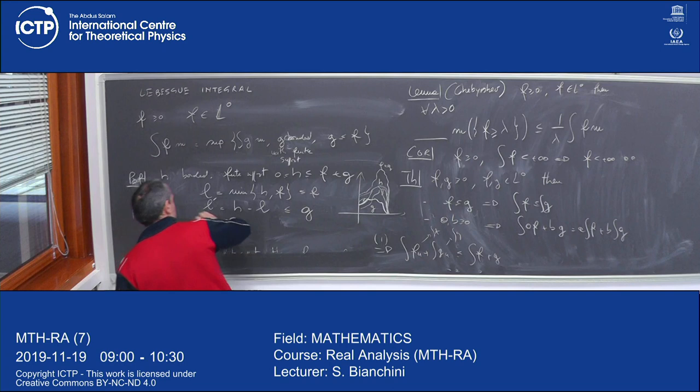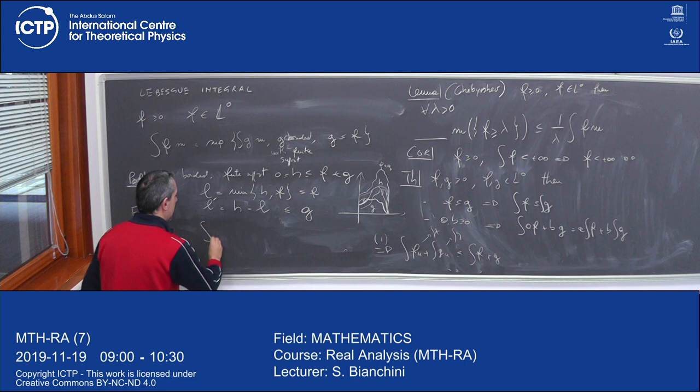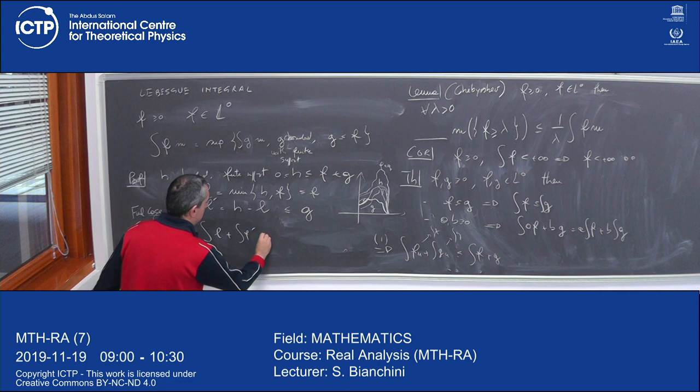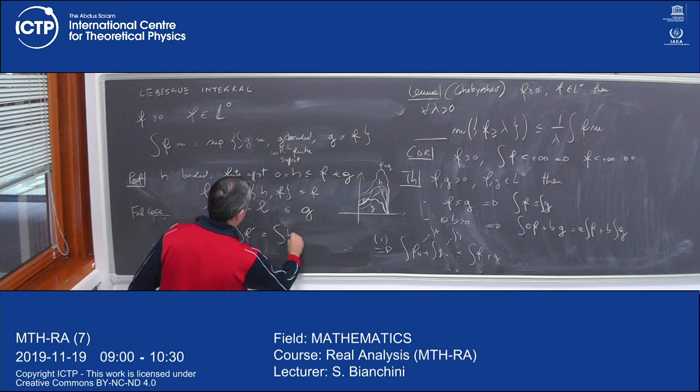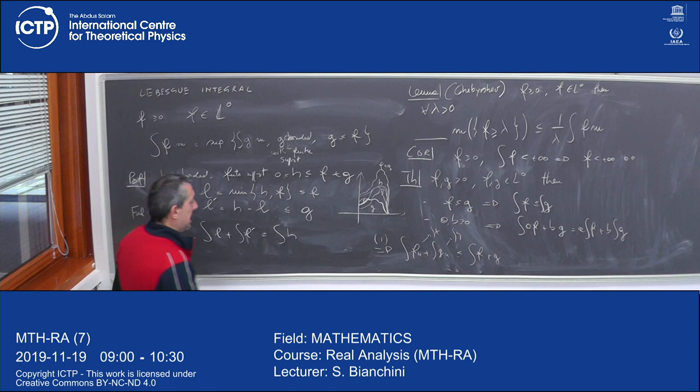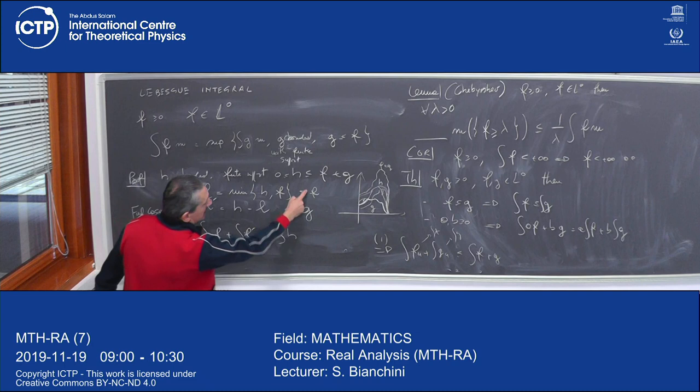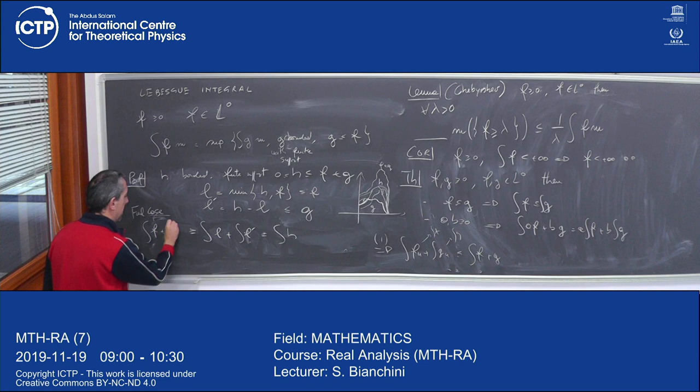So from this I have the integral of L plus the integral of L prime is equal to the integral of h. And now, but L and L prime are less or equal than f and g. So this is less or equal, again by monotonicity, to the integral of f plus the integral of g.